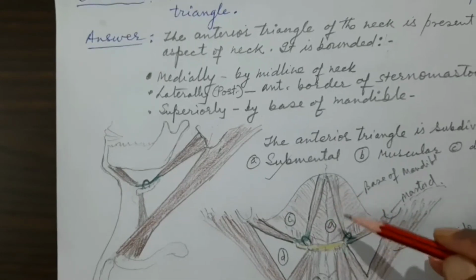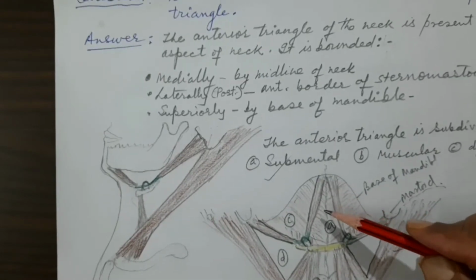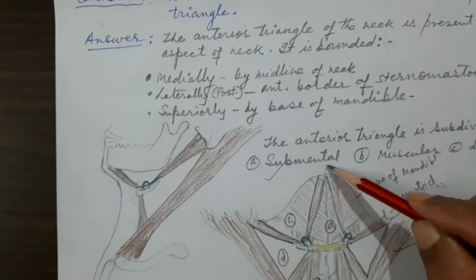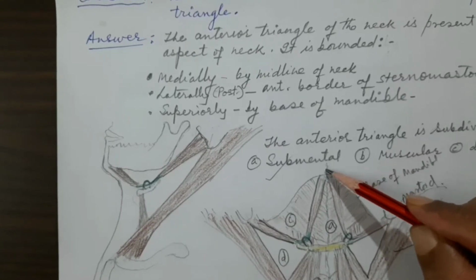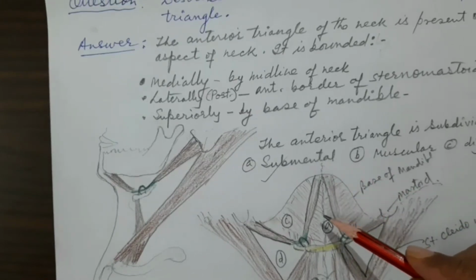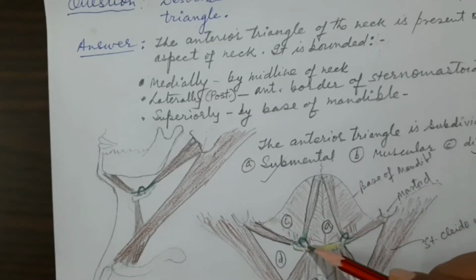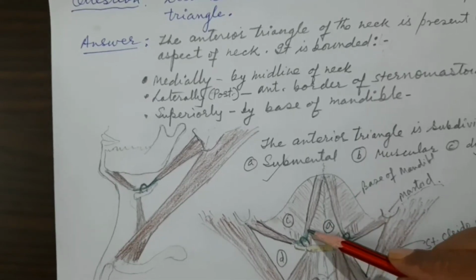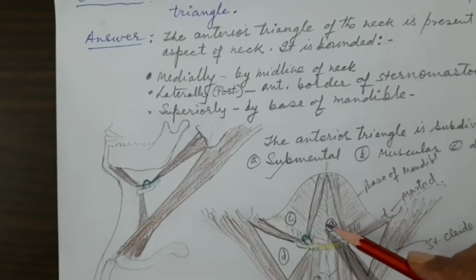And if you see quickly the boundaries of the submental triangle, the apex is here, and it is by the symphysis menti, where the right and left body of the mandible join. The base is formed by the hyoid bone here, and the sides are formed by the anterior belly of the digastric, right and left anterior belly.